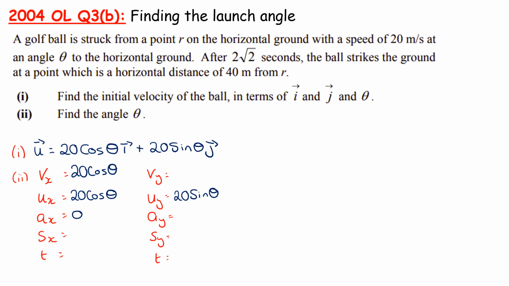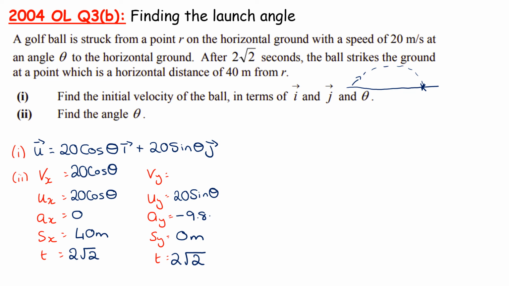We were told that after 2√2 seconds, so let's work this question when time is 2√2, the ball strikes the ground at a point which is a horizontal distance of 40 meters from O. If we were to draw that out, that horizontal distance is Sx, so that's 40 meters. And we know at that time that Sy is also equal to 0 because it has landed. Our acceleration is minus 9.8 meters per second squared.